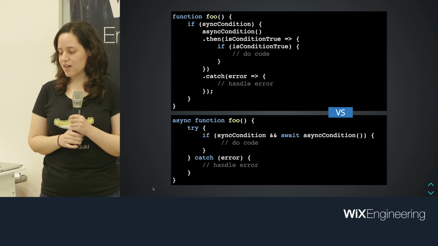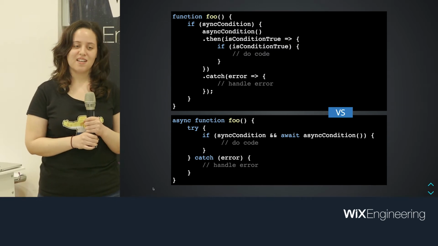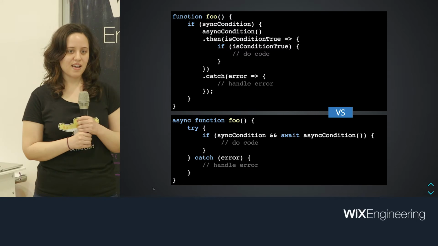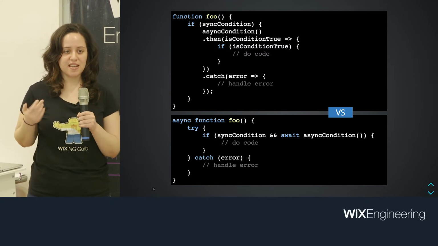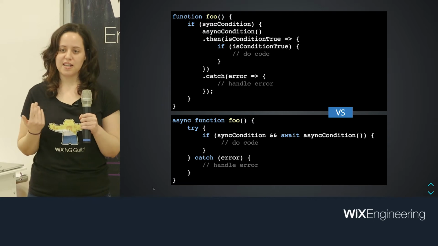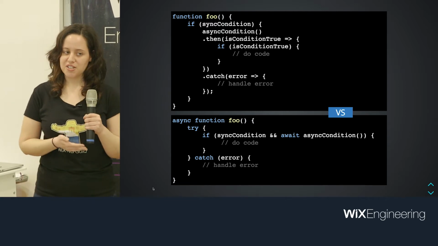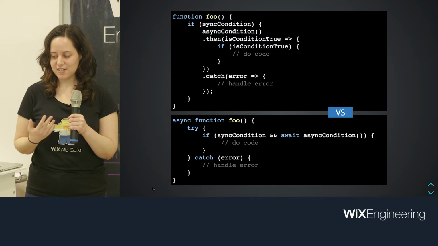And async functions solve that because when you write an await promise, it's actually another expression. You can put it inside an if. You can also put it inside a value of an object literal. It's really easy to deal with.